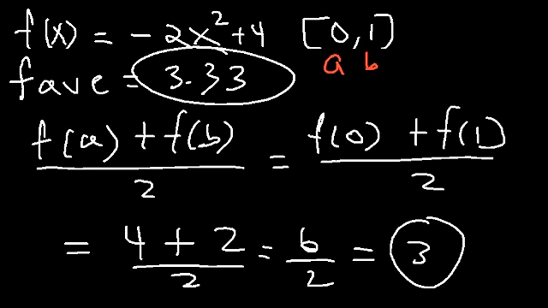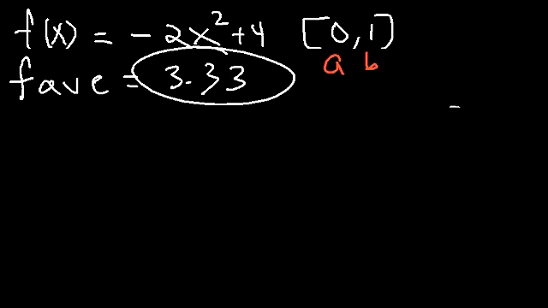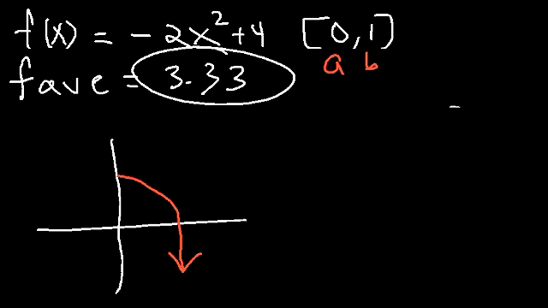Here we have a function that looks like this. Let's graph the right side of the function. It's a downward parabola, but the right side looks like this. It's a decreasing function that is decreasing at an increasing rate. So it's concave down.